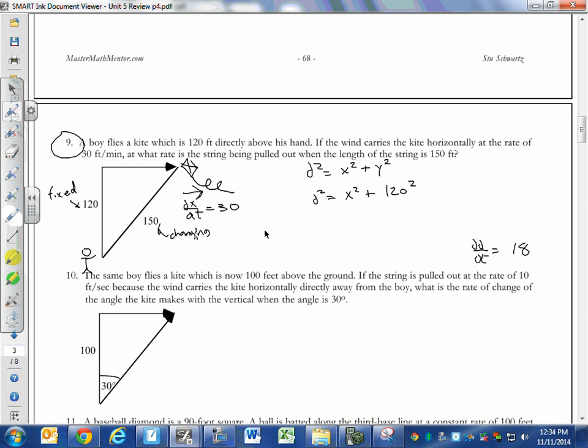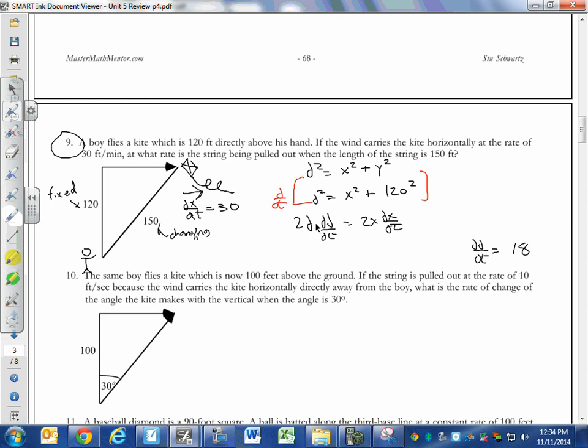Are you ready to take the derivative? Once I've plugged in my fixed value, I'm ready to take the derivative. d/dt of both sides, I get 2d dd/dt is equal to 2x dx/dt. And the derivative of 120 squared is just 0, so it goes away.